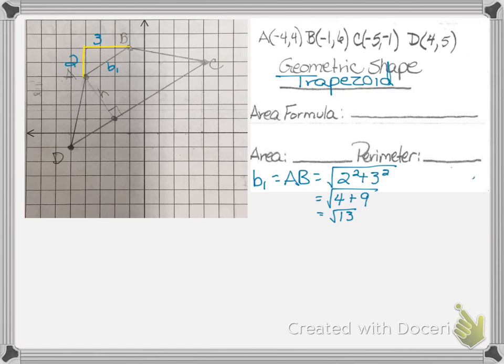Let's look at base 2. So I'm going to draw my right triangle. Remember, you just go along the lines. Okay? So go this way and this way. So this length is 1, 2, 3, 4, 5, 6, 7, 8, 9. And this one is 1, 2, 3, 4, 5, 6.